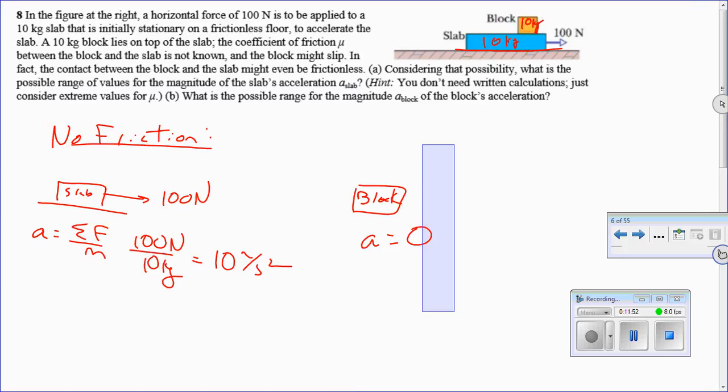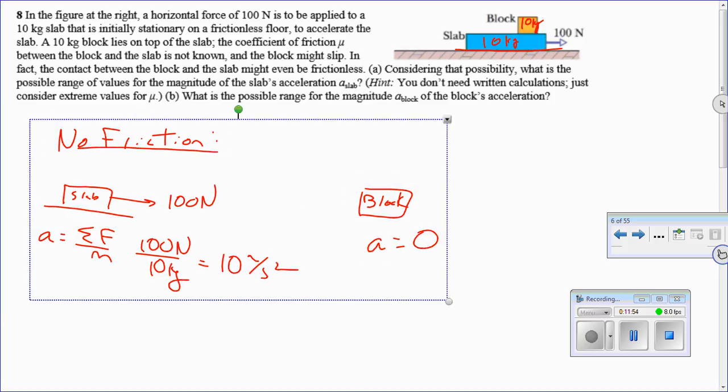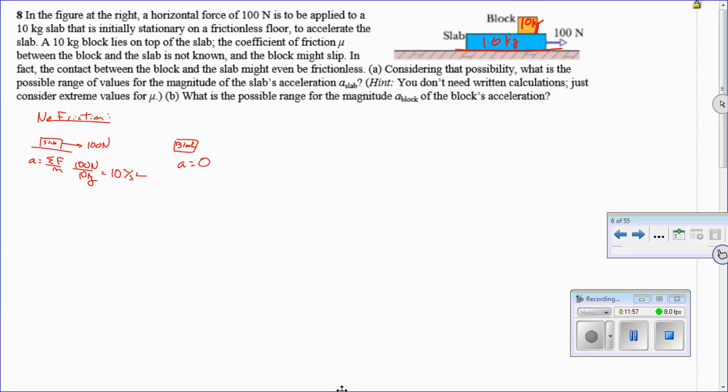Okay. Now, there could be some friction, but just a little bit, so that the block moves a little bit, but not a lot. The maximum would be if there's enough friction that the block and the slab move together, right? Is it possible that there's so much friction that the block goes faster than the slab? No, that doesn't make sense, right? So if there's enough friction, they're going to move together, right?